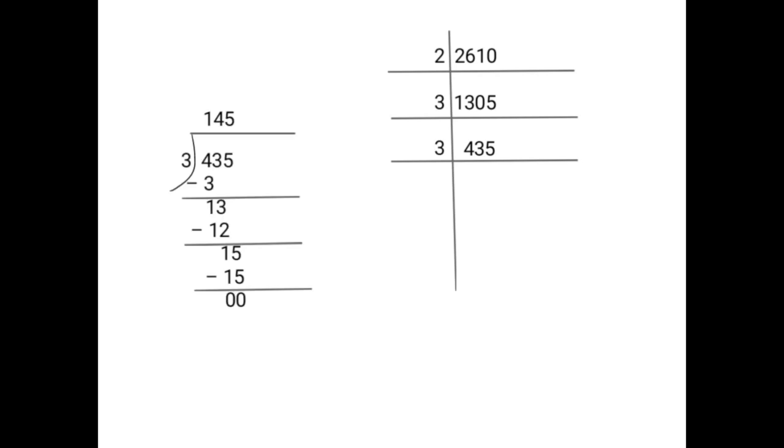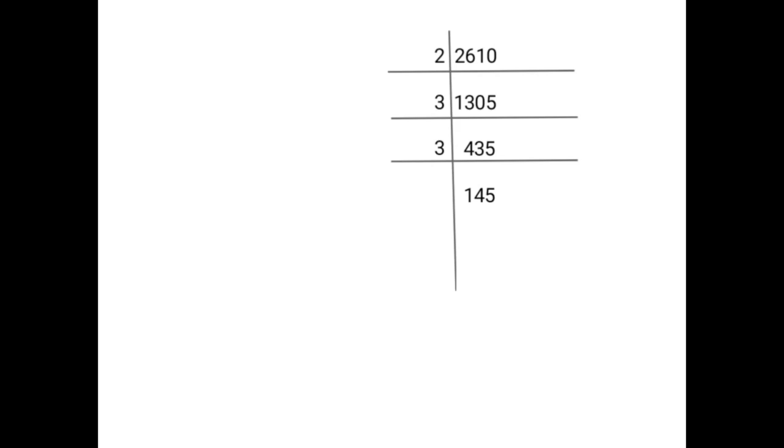I have divided 435 by 3. Quotient is 145. 3 145s are 435. The sum of the digits of the number 145 is 1 plus 4 plus 5, that is 10. 10 is not divisible by 3. So this number is not divisible by 3. Then directly I will take 5 table.